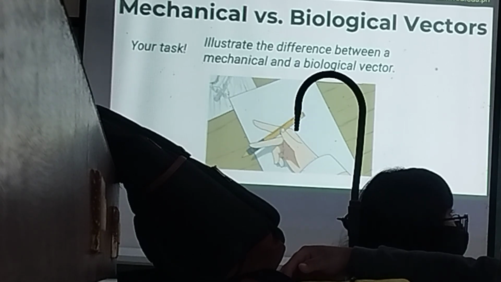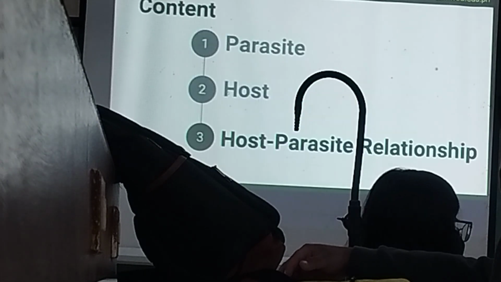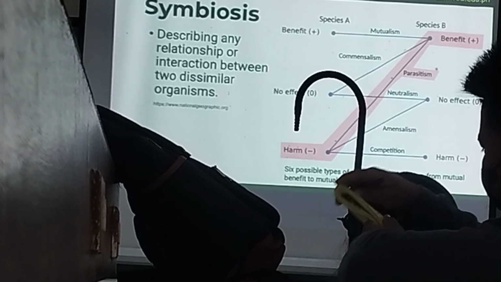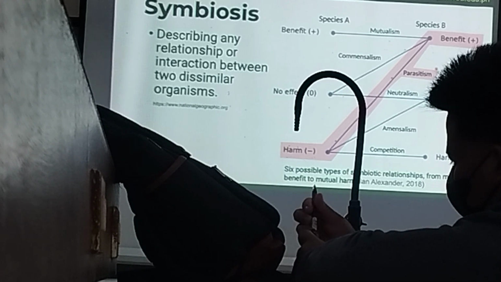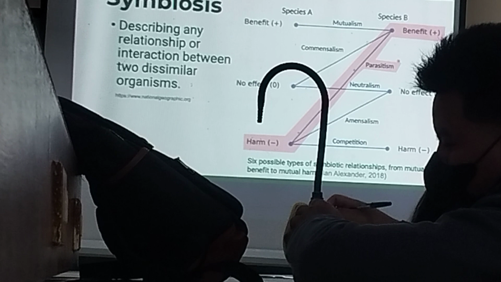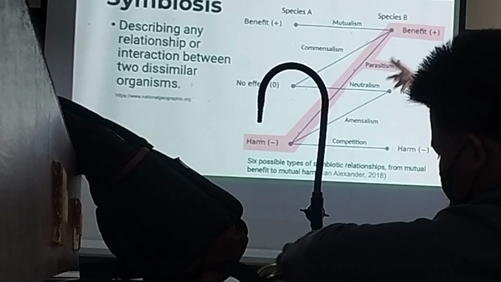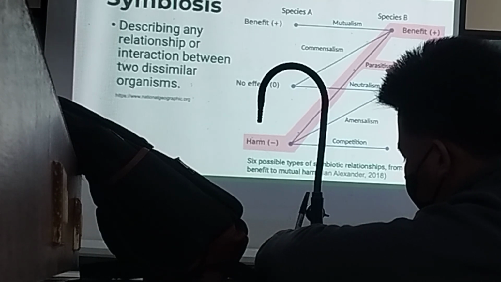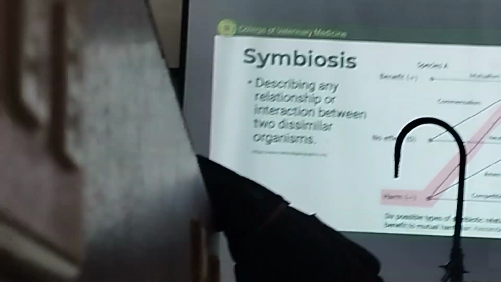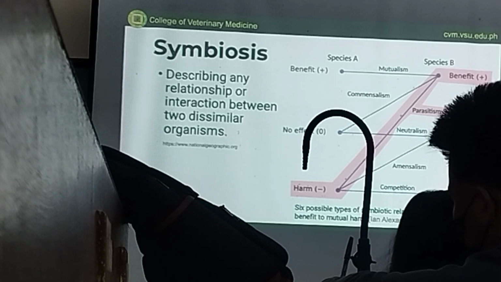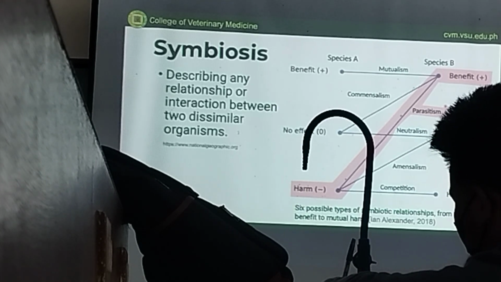Any question about the hosts? None. Then we proceed to host-parasite relationship. The relationship is called symbiosis, and we have six possible ways, but we are after benefit and harm. That means more harm than benefit, or more into the parasitism relationship between the host and the parasite. Although you can check, there is mutualism, commensalism, neutralism, amensalism, and competition.